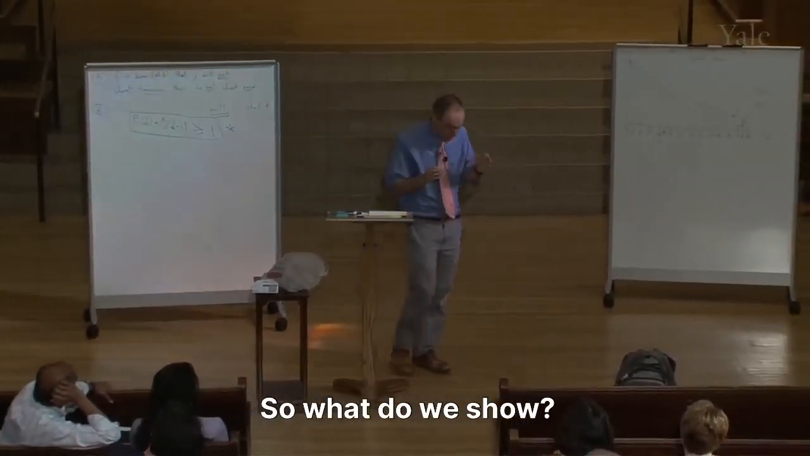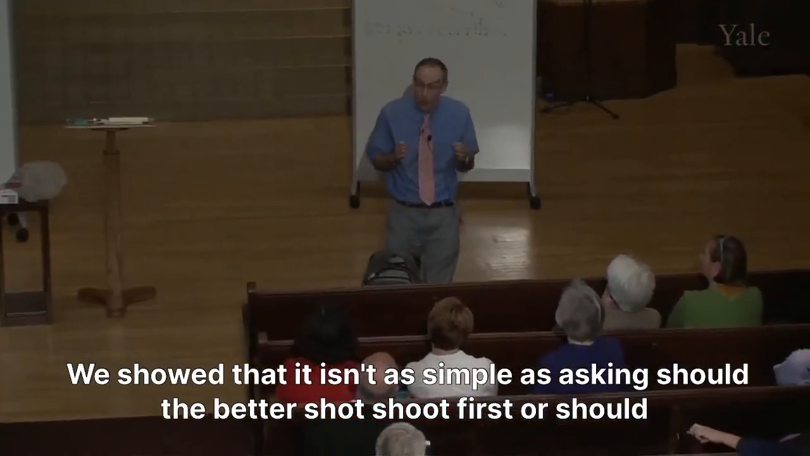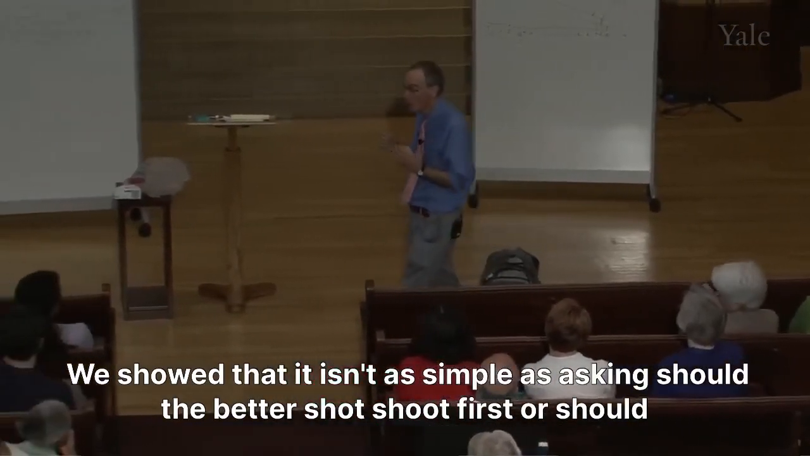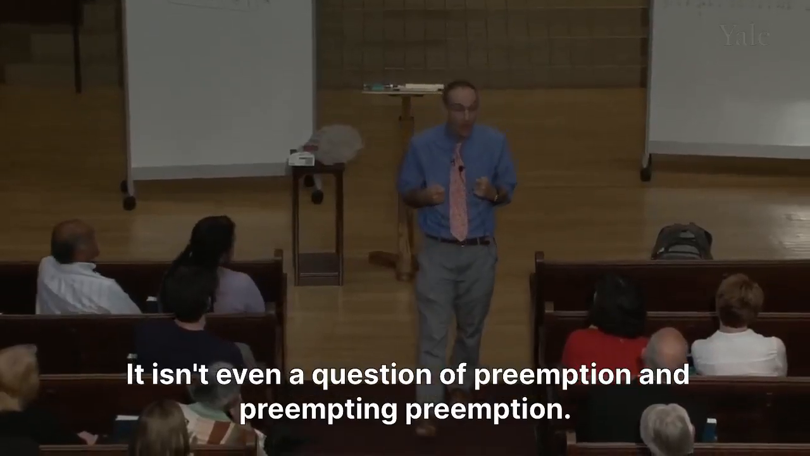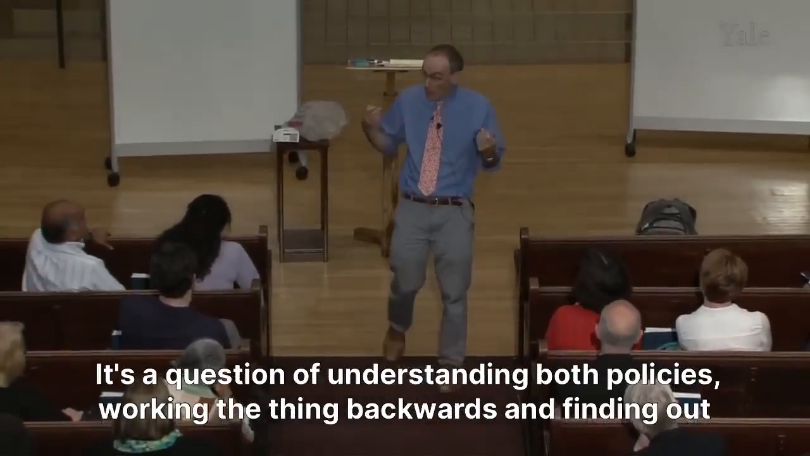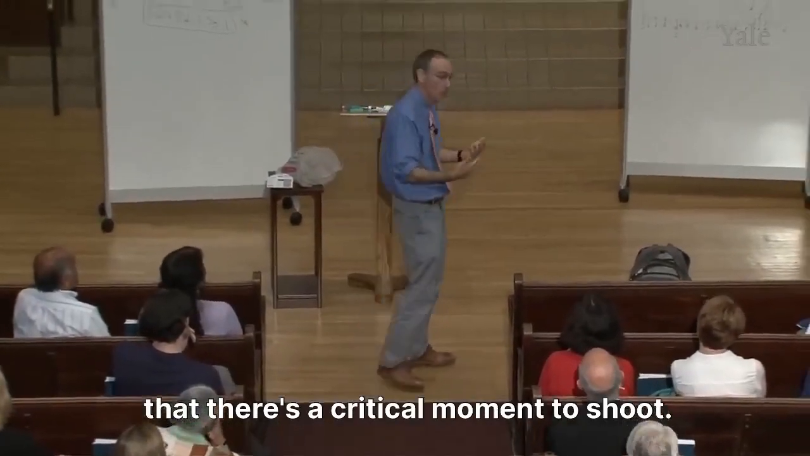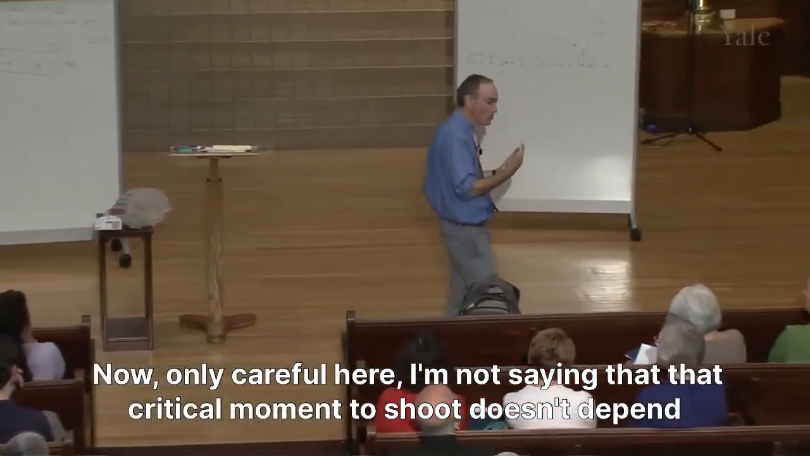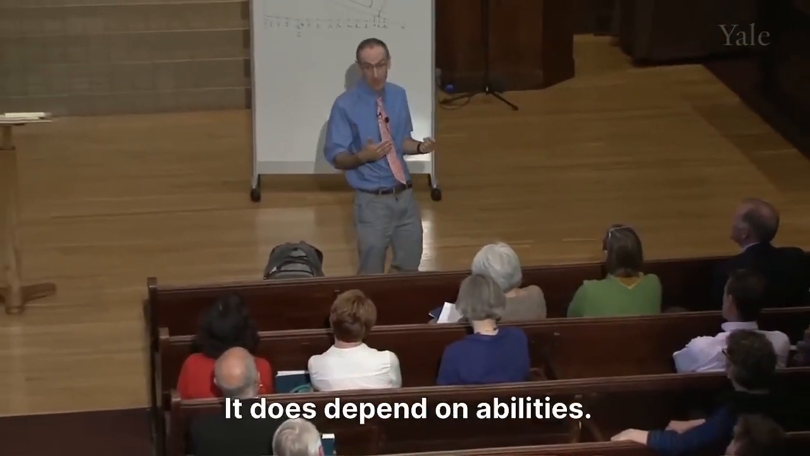So what do we show? We showed that it isn't as simple as asking, should the better shot shoot first, or should the worse shot shoot first? And it isn't even a question of preemption and preempting preemption. It's a question of understanding both probabilities, working the thing backwards and finding out that there's a critical moment to shoot. Now, be careful here. I'm not saying that that critical moment to shoot doesn't depend on abilities. It does depend on abilities.